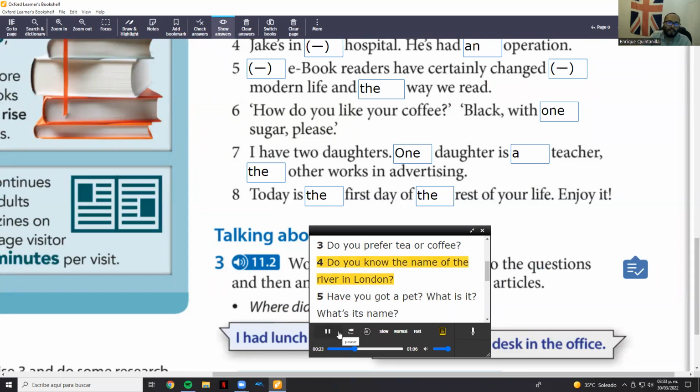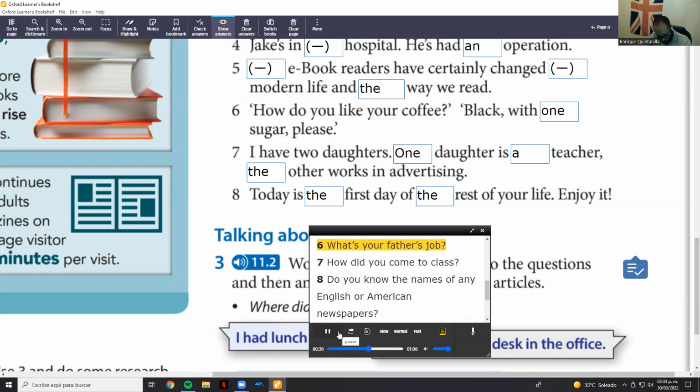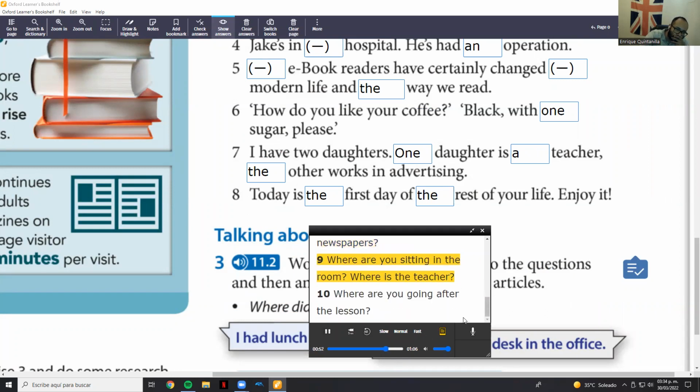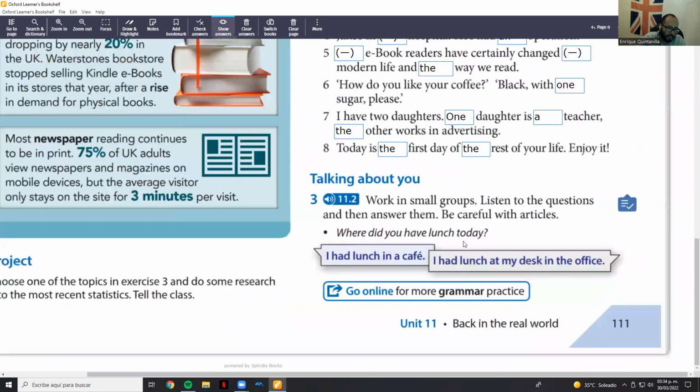4, Do you know the name of the river in London? 5, Have you got a pet? What is it? What's its name? 6, What's your father's job? 7, How did you come to class? 8, Do you know the names of any English or American newspapers? 9, Where are you sitting in the room? Where is the teacher? 10, Where are you going after the lesson?